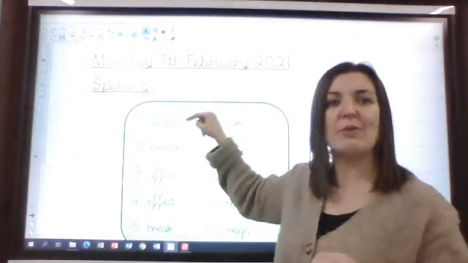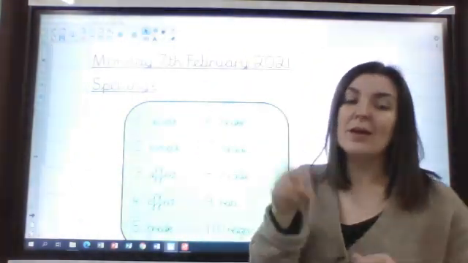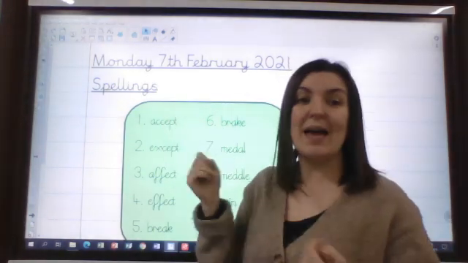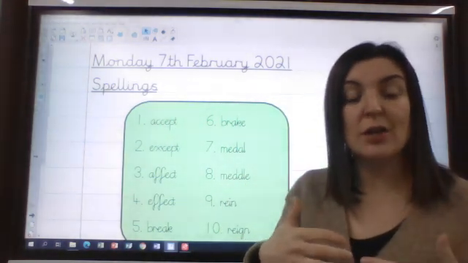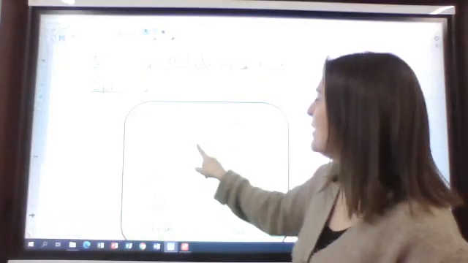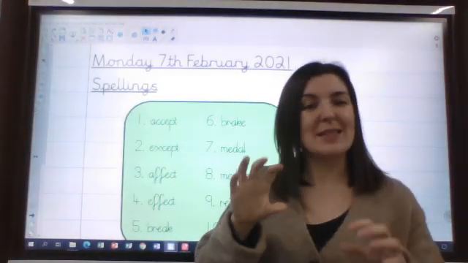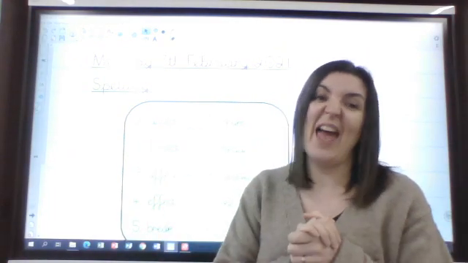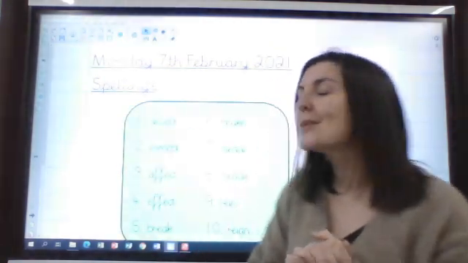So we've got accept and except. So they're near homophones. So they sound very similar, but they're slightly different. So you've got accept, like accepting an invitation, so agreeing to something. And you've got except, so that's like where you leave one out or a group out. So I like all the flavours of crisps except prawn cocktail.